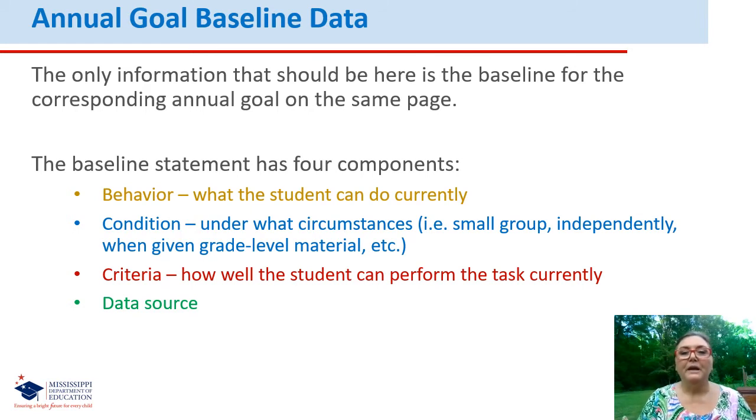Next, we have the criteria, and the criteria is how we're going to measure. Do we want the student to perform a skill at 70%? Do we want a student to perform the skill 3 out of 5 times, or are they performing? It's not do we want them to, but are they performing it? How well are they performing it, and how are we measuring that?